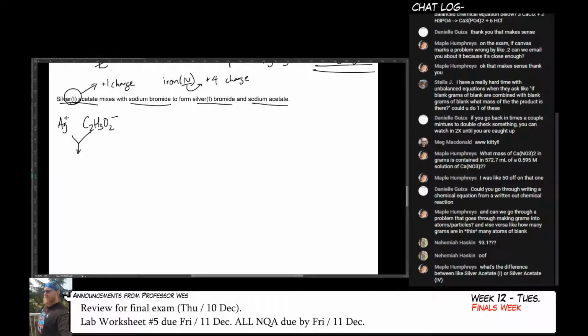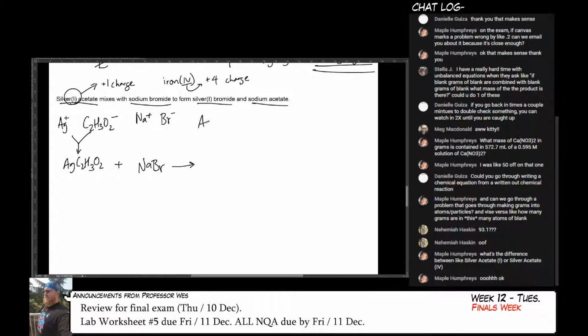So putting these two things together, I have one positive, one negative. This is easy enough. Oh, I kind of picked them all with +1 charges. That's okay. Sodium bromide. So sodium is that. Bromide is that. Forms silver 1 bromide. And you could probably see how this works. And sodium acetate.